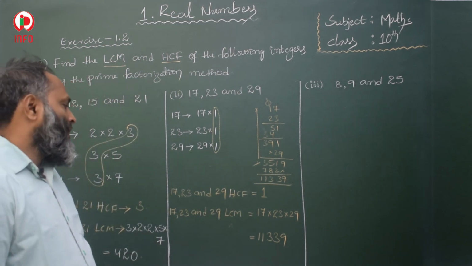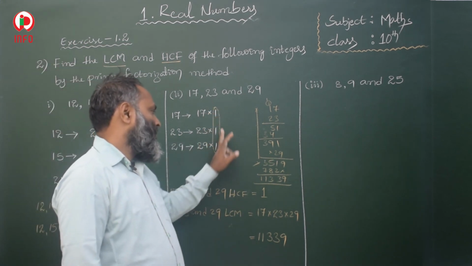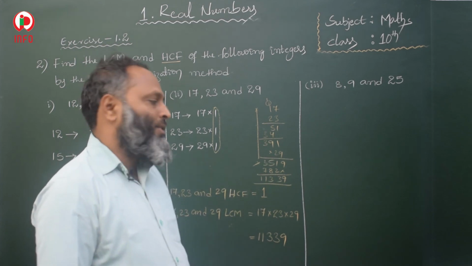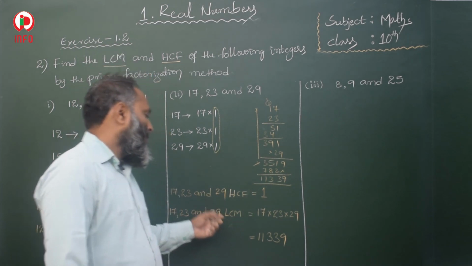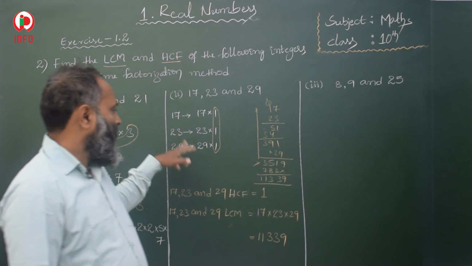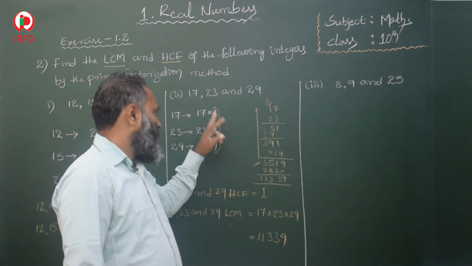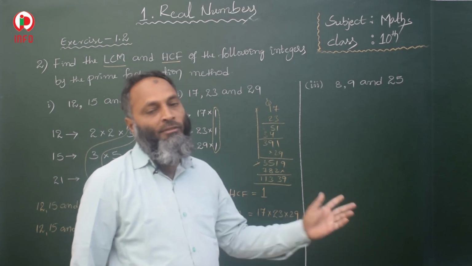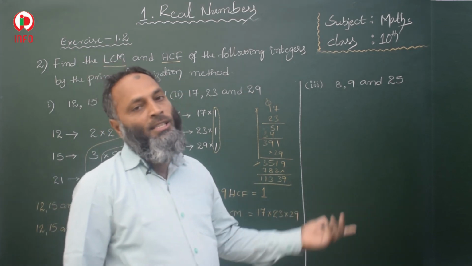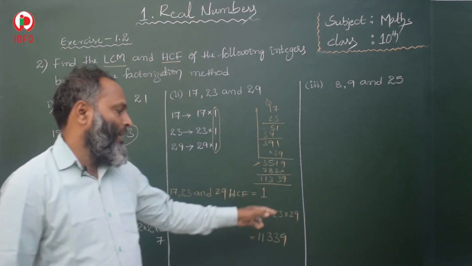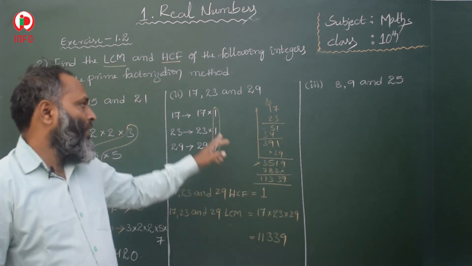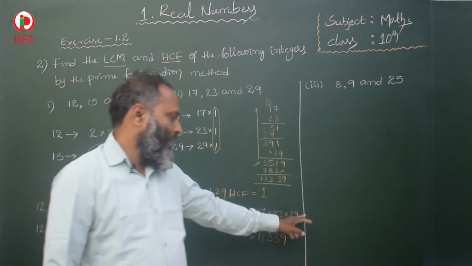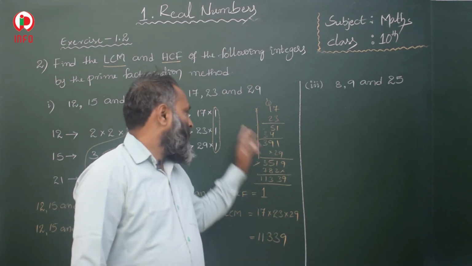So what is the HCF? HCF means whatever is common in all the three, that is the HCF. And what is the LCM? LCM means whatever is left after taking the common. If 1 is common, we won't take 1. Why? Because if you multiply with 1, you get the same thing only. So that is why we won't take 1 here.